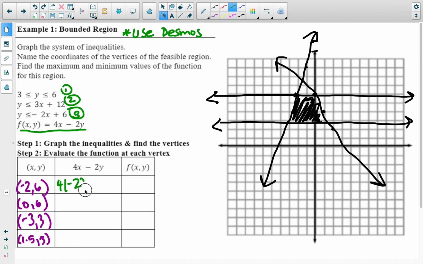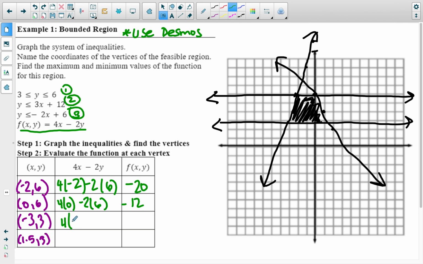4 times -2 minus 2 times 6. When we plug that into a calculator, we're going to get -20. All right, 4 times 0 minus 2 times 6. When we plug that into a calculator, we're going to get negative 12.